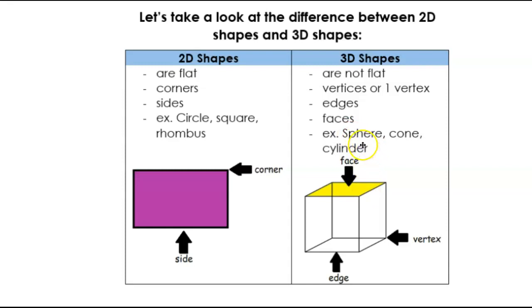Some examples of 3D shapes are sphere, cone, and cylinder. We're going to be learning about all of their names tomorrow. This is just a little bit of a preview today. Today we're really talking about those attributes, so the vertices, the edges, and the faces.